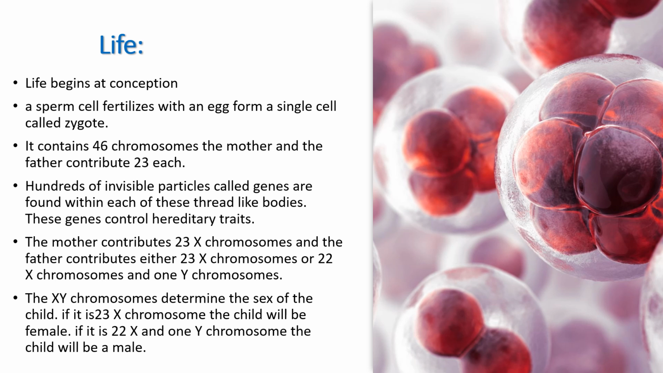Okay, then what happens? Hundreds of invisible particles called genes are found within each of these thread-like bodies. These genes control heredity and traits, meaning what all is there inside this zygote, as we are discussing now. Okay, so as we said, the mother contributes 23 X chromosomes and the father contributes either 23 X chromosomes, or it can be 22 X chromosomes and 1 Y chromosome.